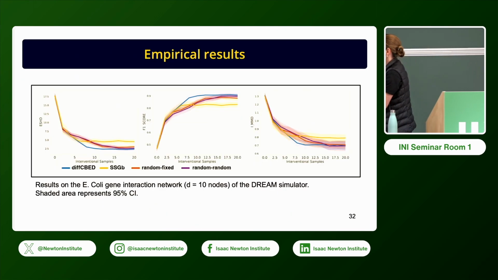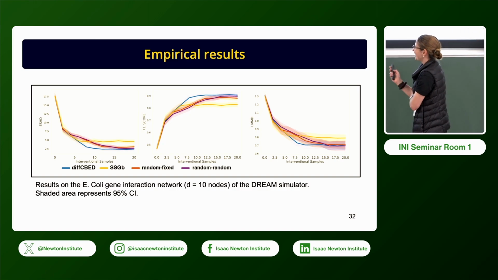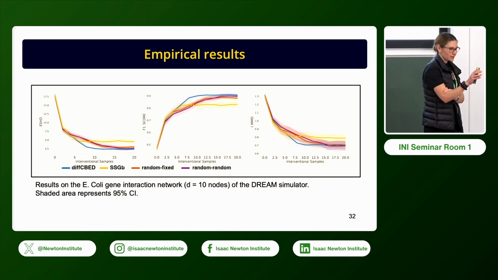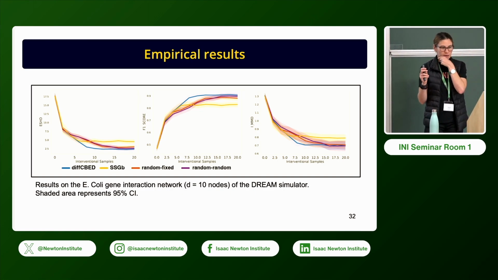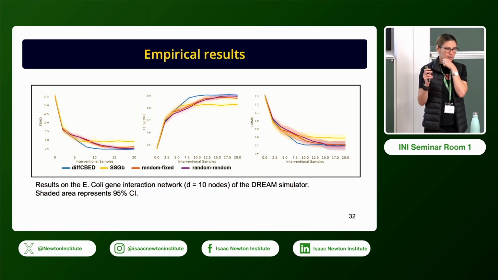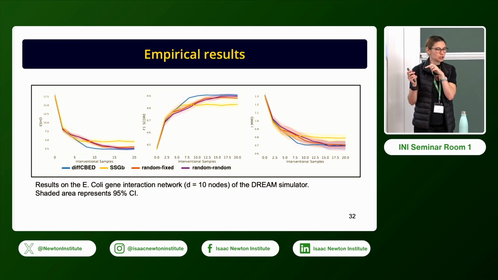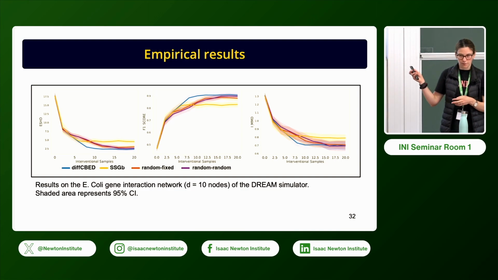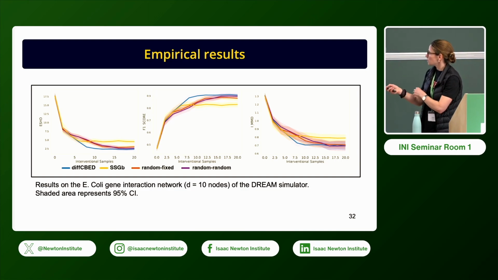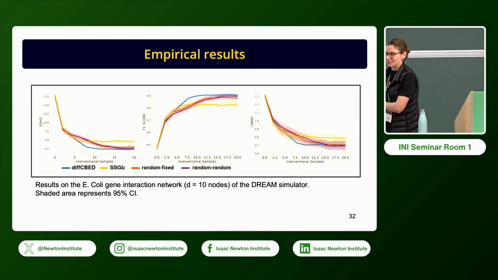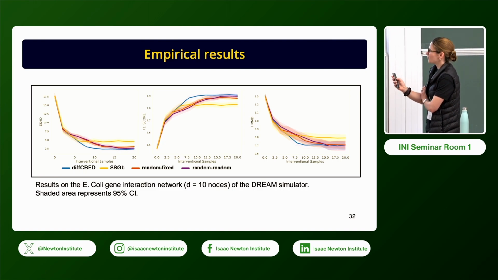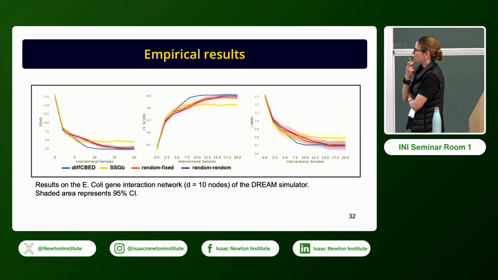And here is an empirical result. There are more results in the paper. I've just focused on this one because it's a little bit more, I guess, real world. So these are results on this E. coli gene interaction network. We have 10 nodes, and it comes from this DREAM simulator. So everything is semi-synthetic, right? You kind of need to know ground truths, or otherwise there is no way really to easily assess quality.